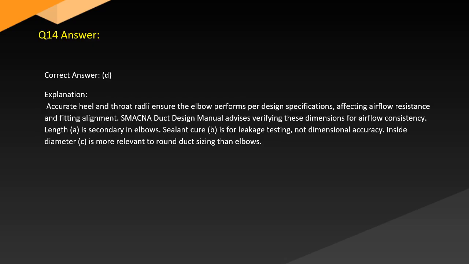Answer. Correct answer. D. Explanation. Accurate heel and throat radii ensure the elbow performs per design specifications, affecting airflow resistance and fitting alignment. The SMACNA duct design manual advises verifying these dimensions for airflow consistency. Length A is secondary in elbows. Sealant cure B is for leakage testing, not dimensional accuracy. Inside diameter C is more relevant to round duct sizing than elbows.